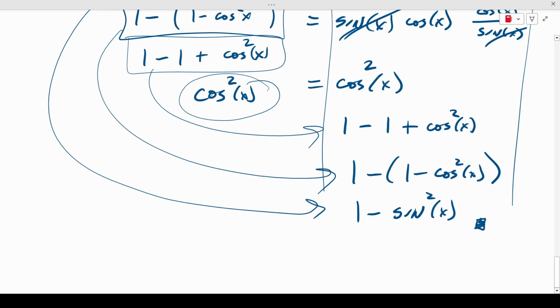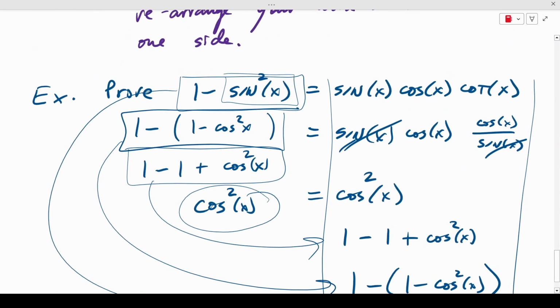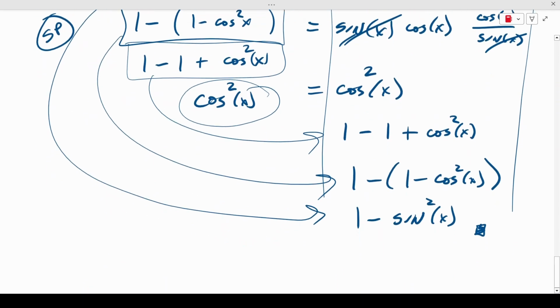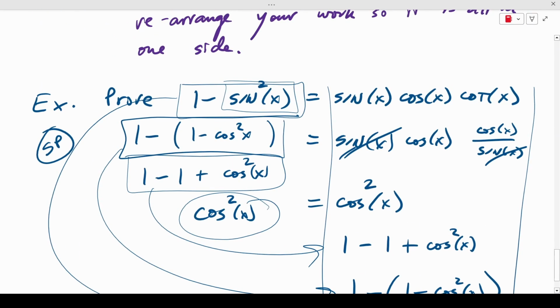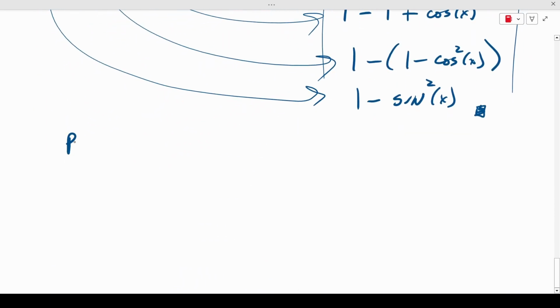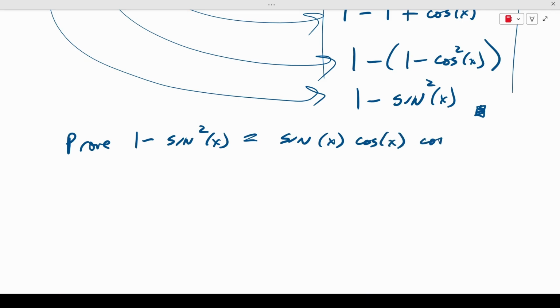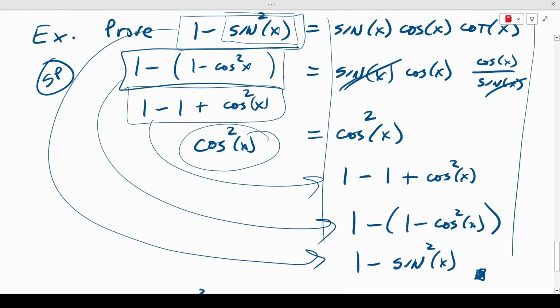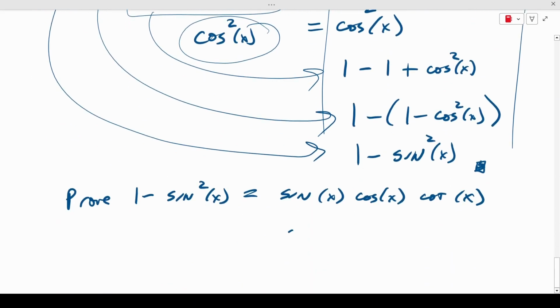Now if I do this, for my formal proof, this is all just scrap work now. I don't want to hand this in, but I've got my proof on the left. So all I have to do now is just copy out exactly what I did on the left. So my original question would say, prove 1 minus sine x squared equals sine x cos x cotangent x. And I'm just going to step by step copy everything that I wrote on the right-hand side right here.